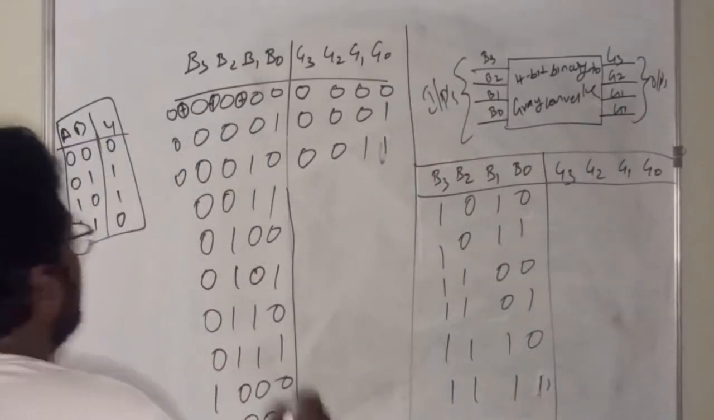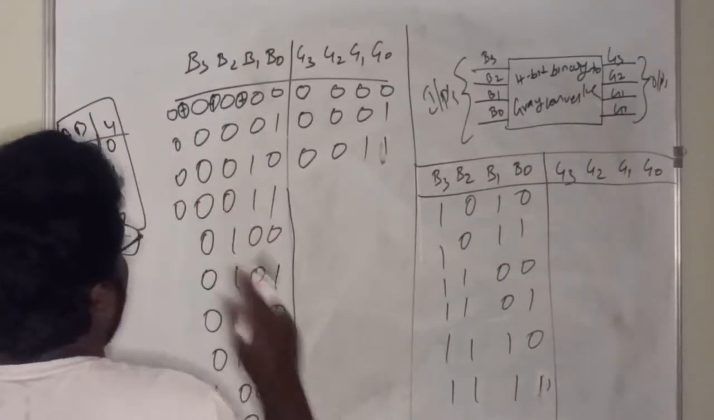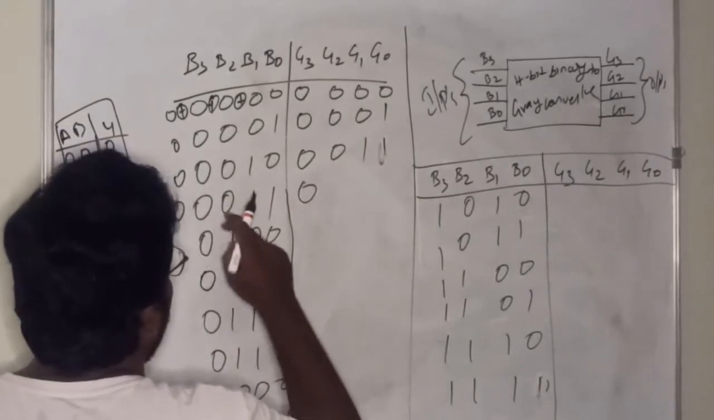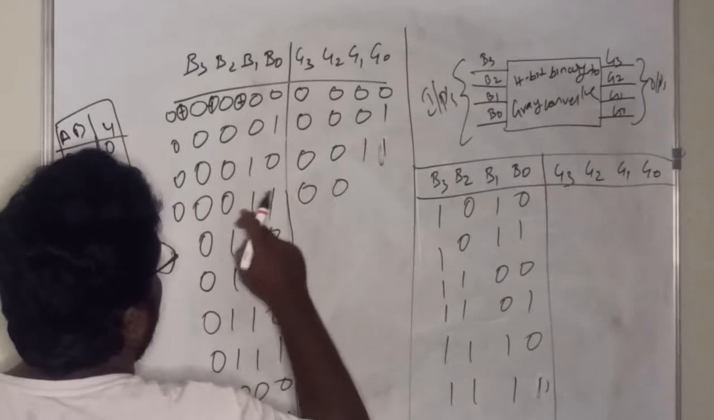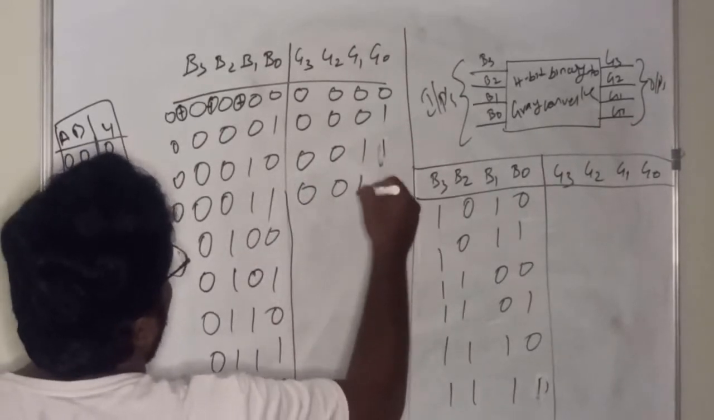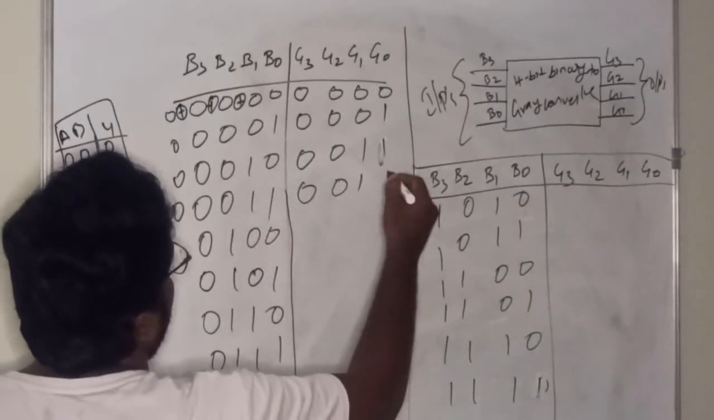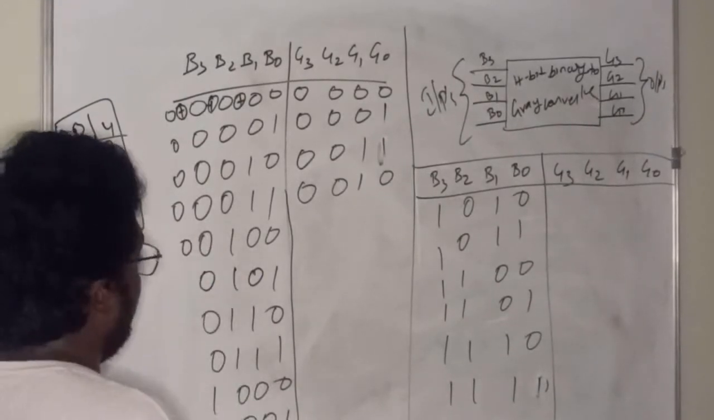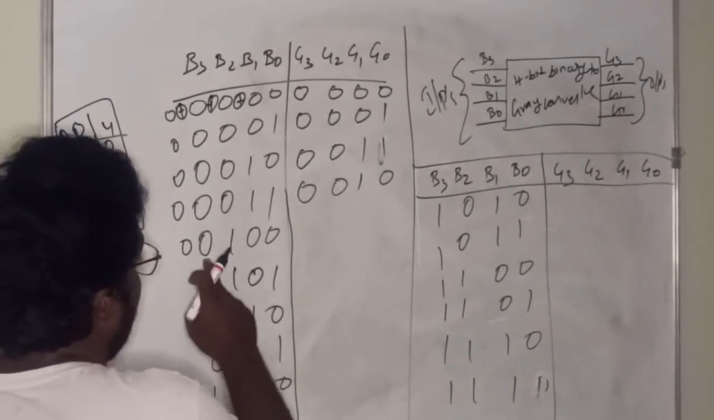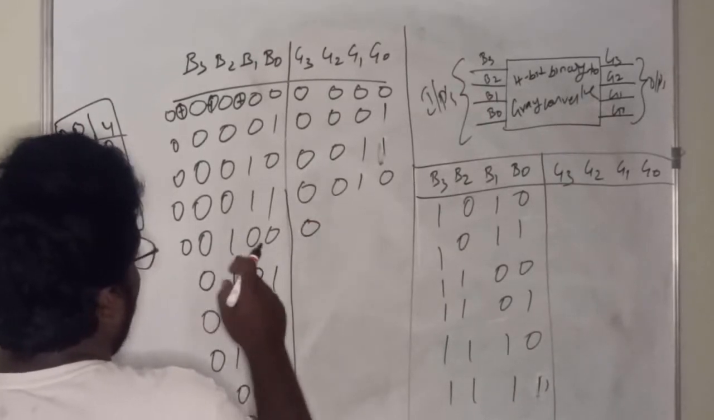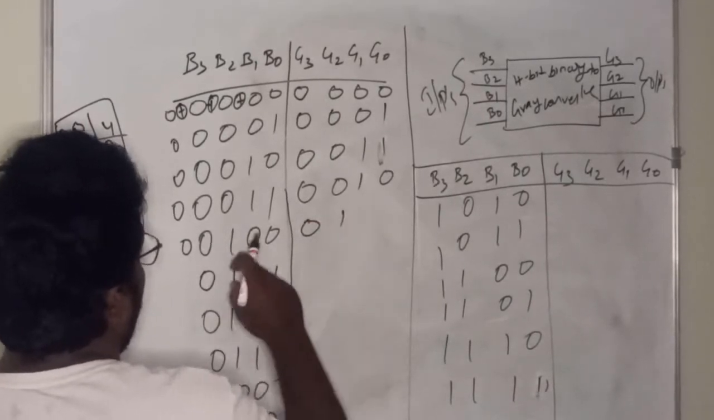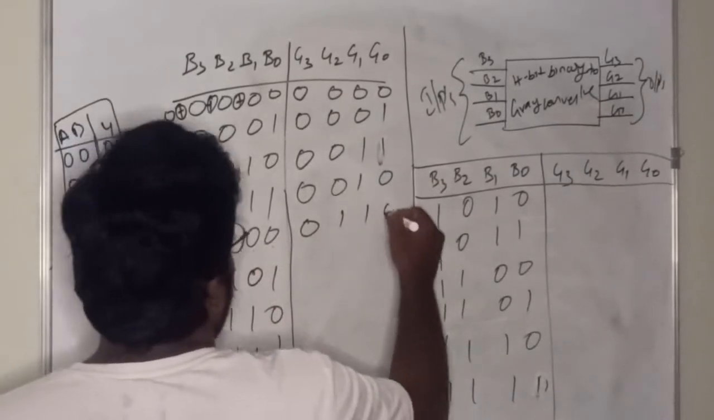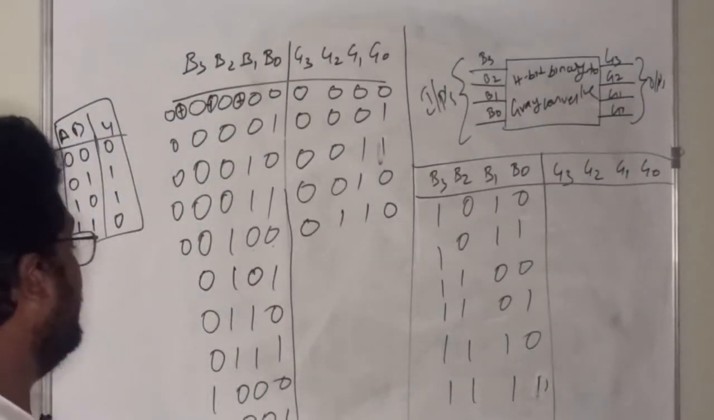Also place 0 in front of the MSB. 0 XOR 0 will be 0, 0 XOR 0 is 0, 0 XOR 1 is 1, 1 XOR 1 is 0. Place one more 0 in front of the MSB. 0 XOR 0 will be 0, 0 XOR 1 will be 1, 1 XOR 0 is 1, 0 XOR 0 is 0.